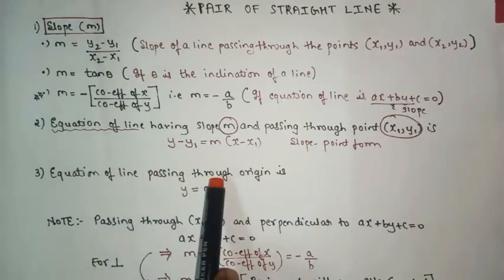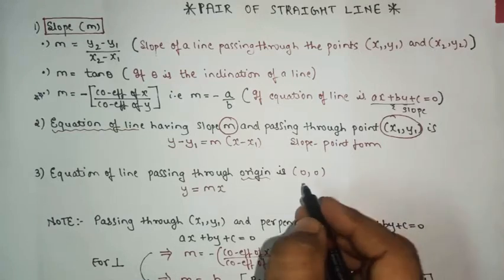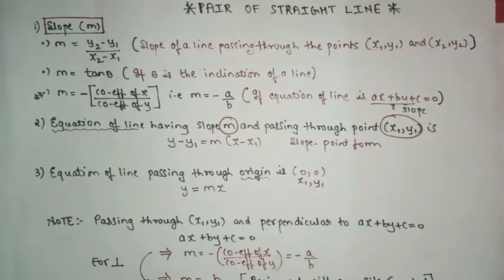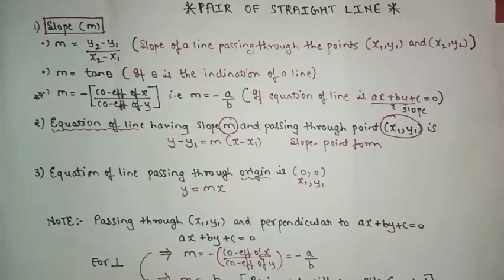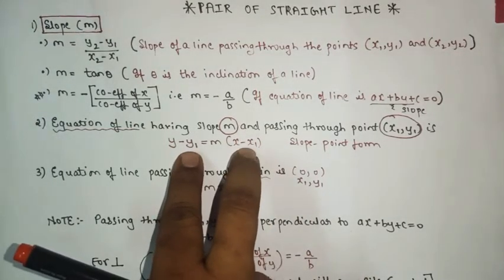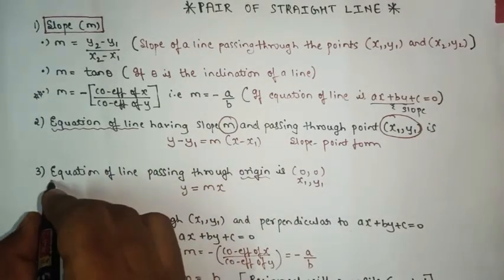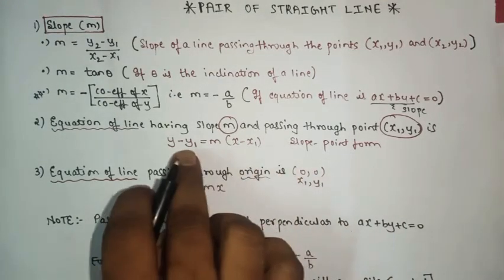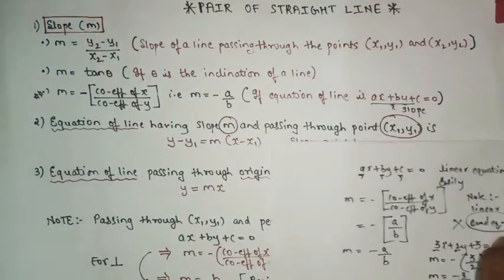Equation of a line passing through the origin. What do we mean by origin? Origin means 0 comma 0. So here we got a coordinate, and we'll consider this coordinate as x1, y1. See the previous formula: y minus y1 equal to m times x minus x1. Replace the value of x1, y1 by 0, 0, because the line is passing through the origin, and origin means 0 comma 0. So what will happen? Let's see.